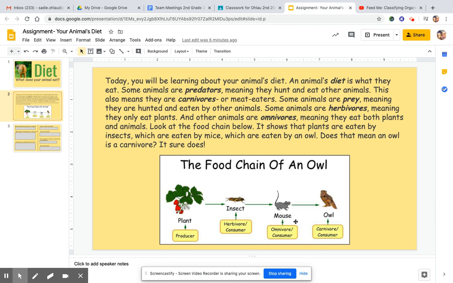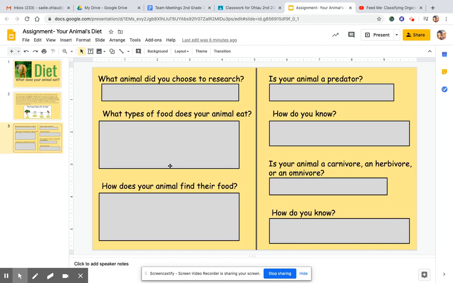Insects are animals as well. Okay, and then an owl eats the mouse. An owl is a carnivore because an owl does not eat plants, it only eats other animals. Okay? Now, on your assignment, it will ask you some questions.